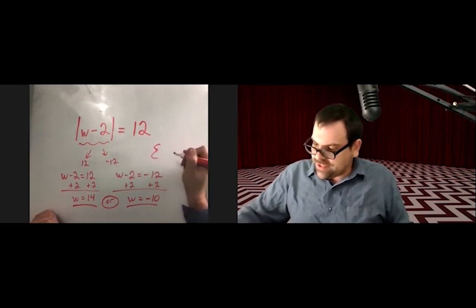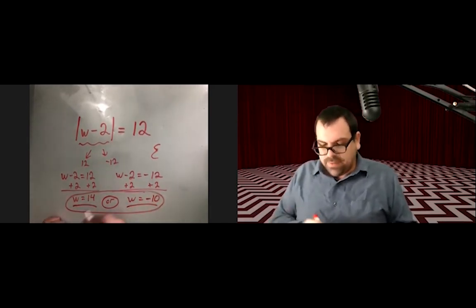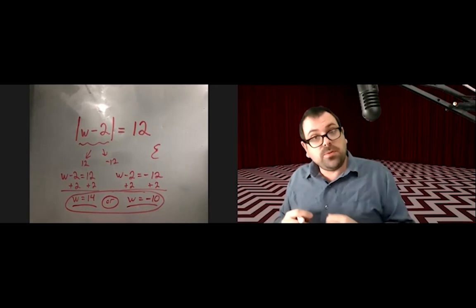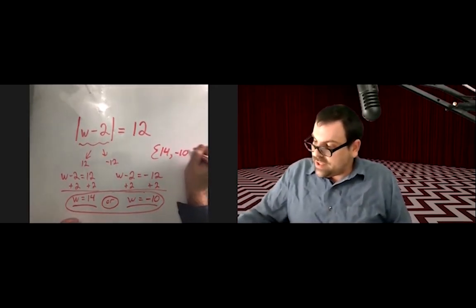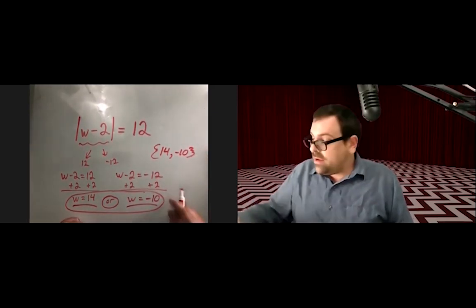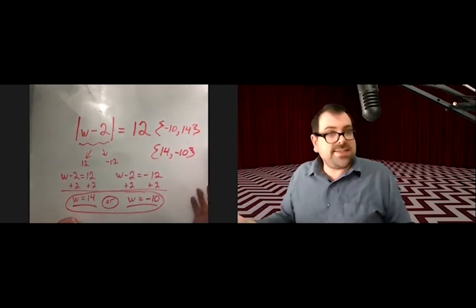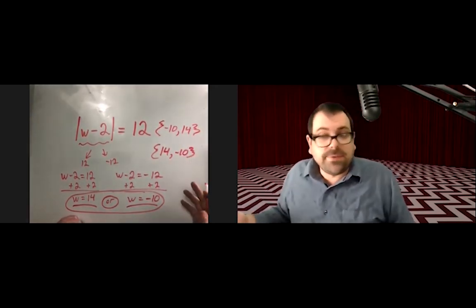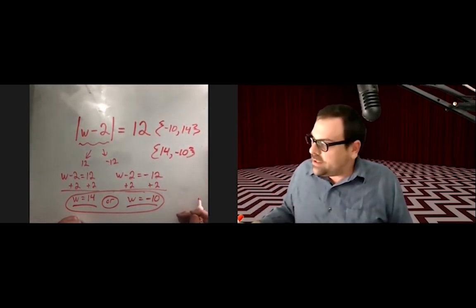So the solution set, we can say the whole statement, w equals 14 or w equals negative 10, or we can express it as a set with elements 14 and negative 10. And that's the same as if we would say negative 10 and 14, because in a set, order doesn't matter. This isn't an ordered pair. It's just a set with two things in it, and order doesn't matter.